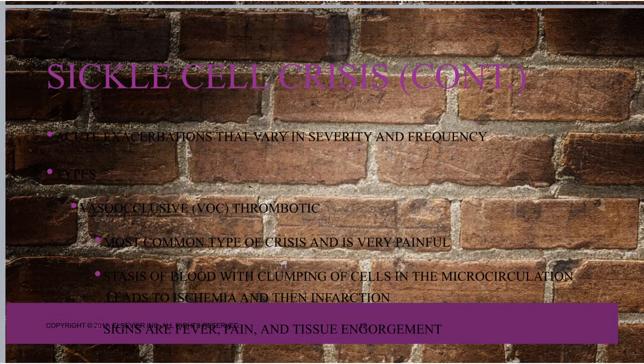Okay, so we have different types of sickle cell crisis. We have the vaso-occlusive that we have here on this slide. This is one of the most common types. It's very painful. As you can see from this slide, there's clumping of cells in the microcirculation. They can have fever, pain, and tissue engorgement.